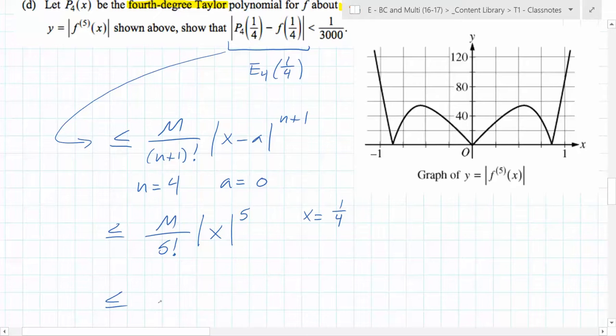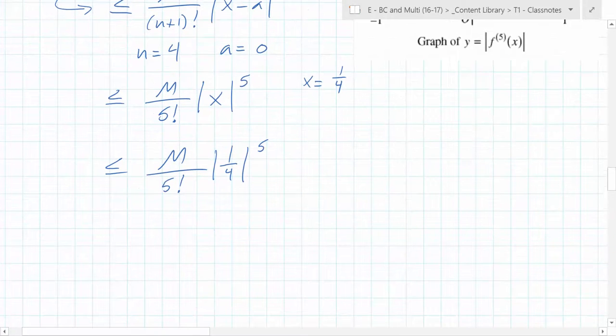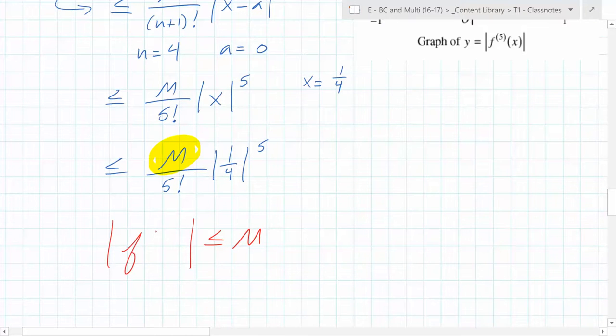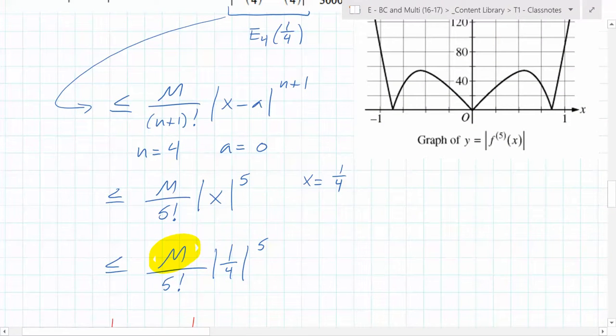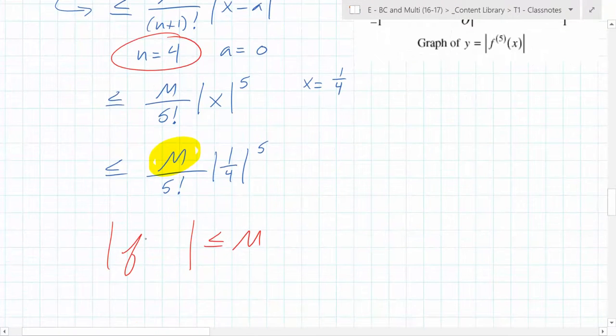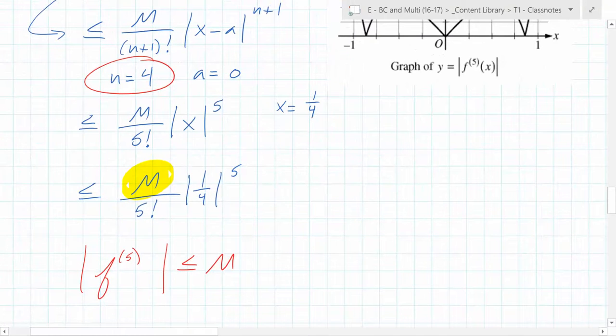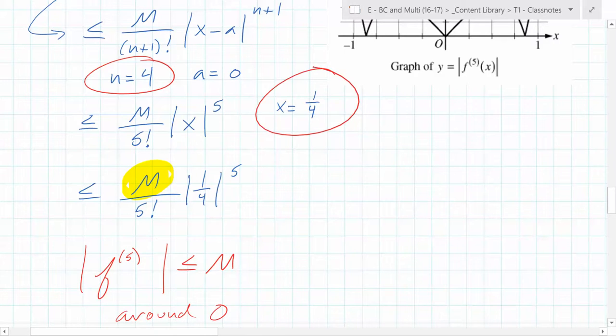And so we're now at M over 5 factorial times 1/4 to the 5th power. Again, in our quest for M, we know that M has to be greater than or equal to the 5th derivative. N is 4, so 4 plus 1 is the 5th, on what interval? Around 0, so it has to contain 1/4.